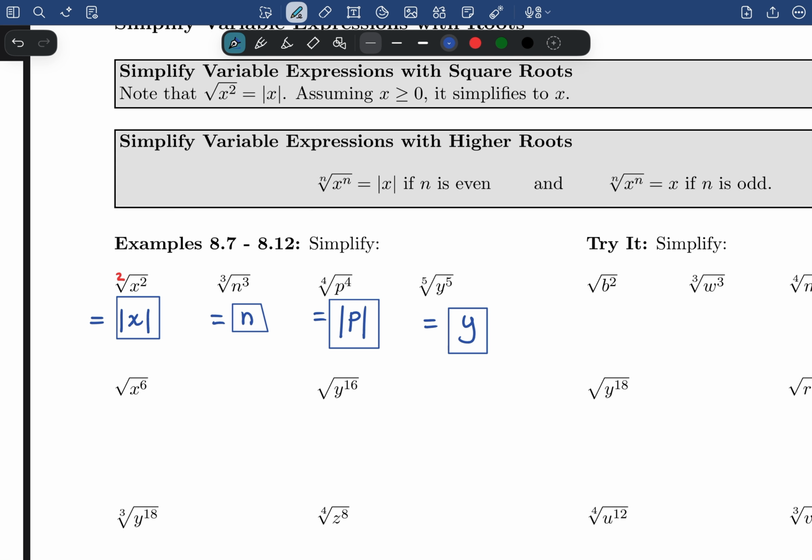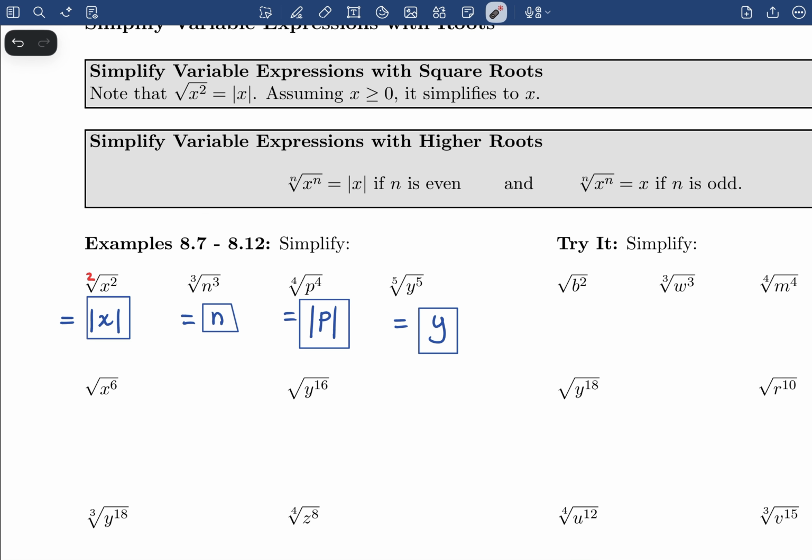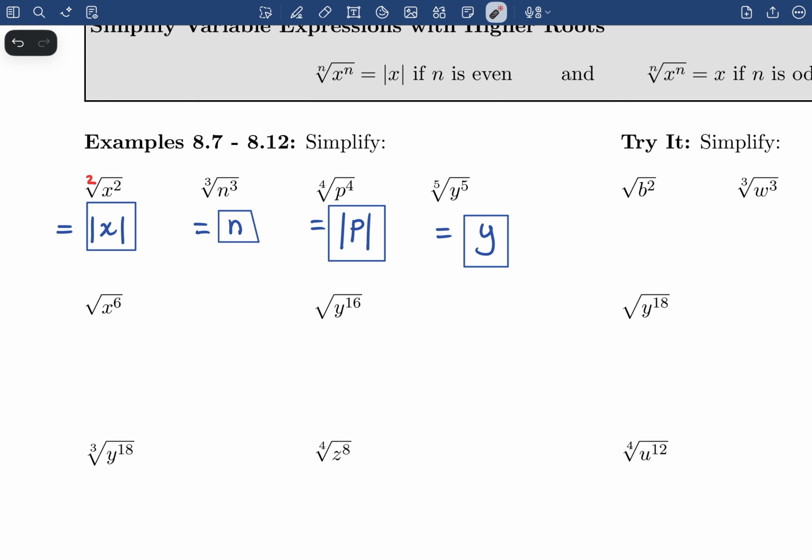All right. So be careful, because if we're dealing with even roots, we've got absolute value symbols. And so we see them there and there. Odd roots, hey, life's easy. We don't have to worry about it. Let's try some more.